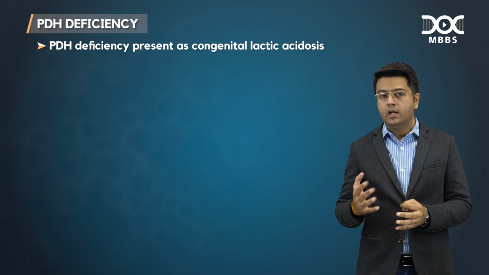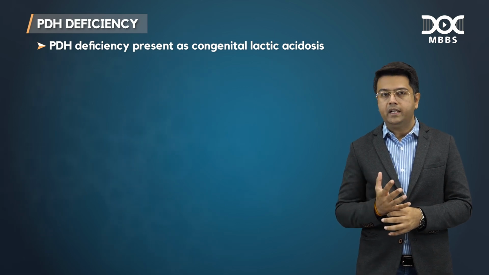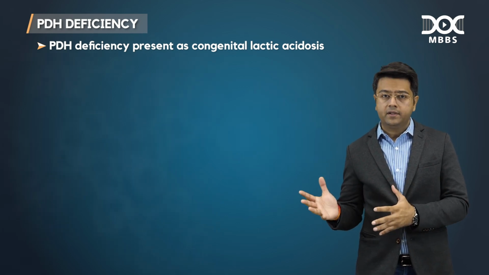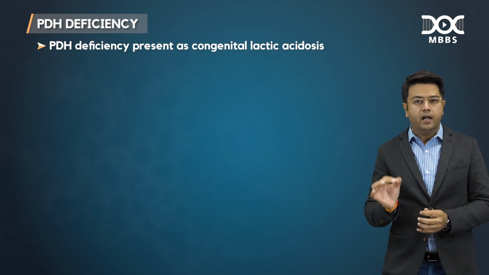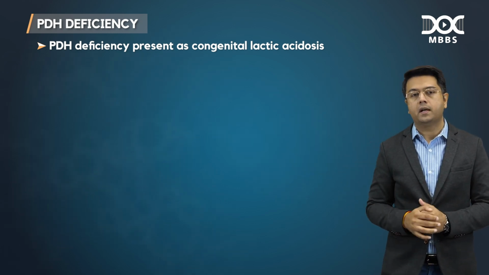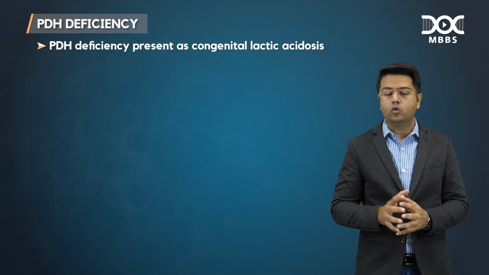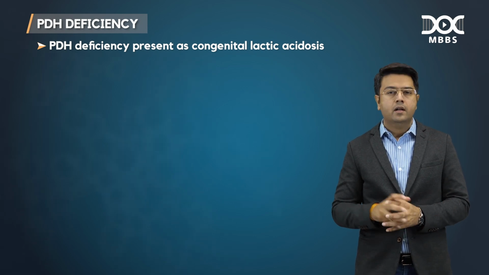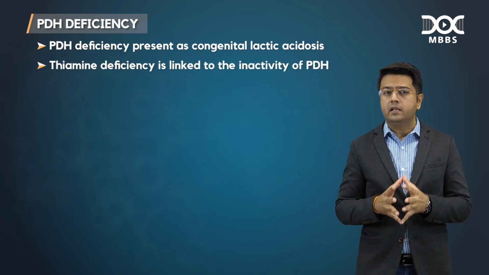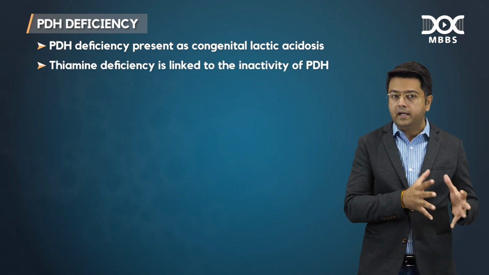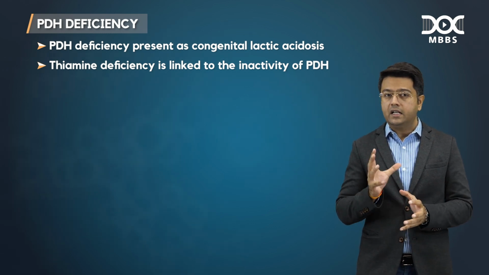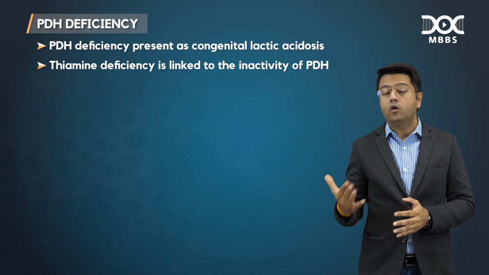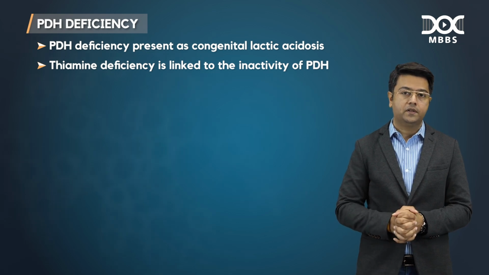Now I told you that the activity of PDH is dependent on various coenzymes, the 5 coenzymes we have discussed. But out of them, thiamine is the most important coenzyme, right guys? Because that is the first coenzyme required for the reaction. So thiamine deficiency has been linked to the inactivity of PDH very commonly. Fine. So that is why the congenital lactic acidosis may be caused just by thiamine deficiency.